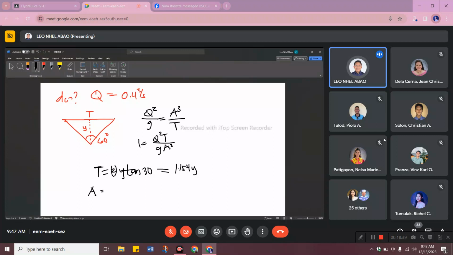Yes, triangle class. The area is 1/2 base times height. Our base here is t, which is 1.154y, so we substitute 1.154y times the height y. Therefore, our answer should be in y squared. So, how much is it? 0.577 y squared.